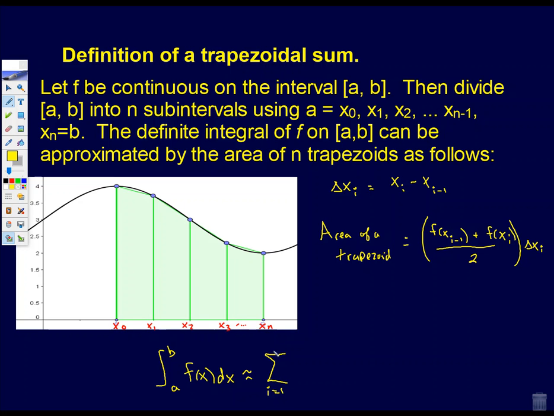So the index i starts at 1 and ends at n, which is the number of subintervals. And then the expression in the sum is exactly the expression that we used up here for the area of the trapezoid: the average of the two function values. So we're going to add them and then divide by 2, and multiply by the width delta x.